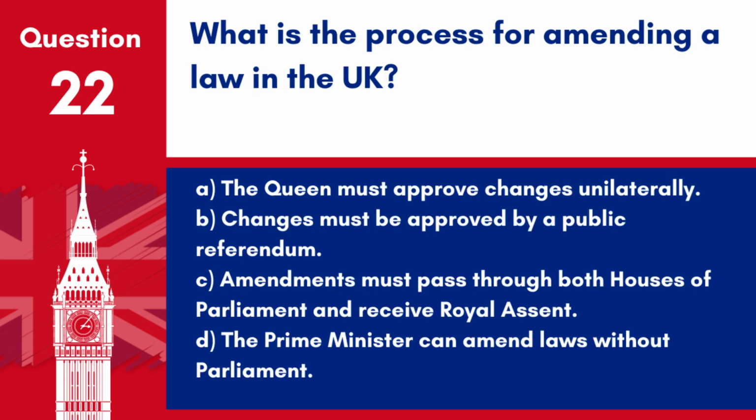Question 22. What is the process for amending a law in the UK? A. The Queen must approve changes unilaterally. B. Changes must be approved by a public referendum. C. Amendments must pass through both Houses of Parliament and receive royal assent. D. The Prime Minister can amend laws without Parliament. Answer. C. Amendments must pass through both Houses of Parliament and receive royal assent. This is the standard process for amending laws in the UK.